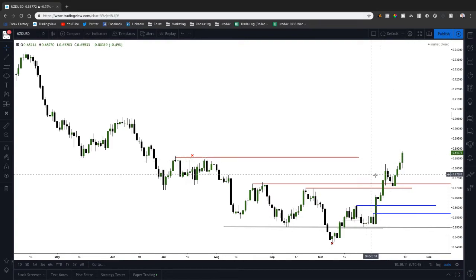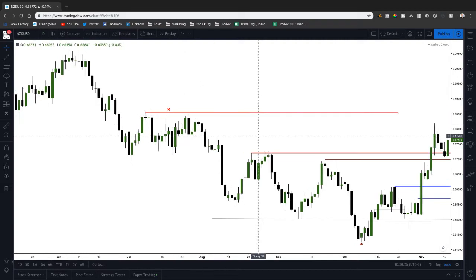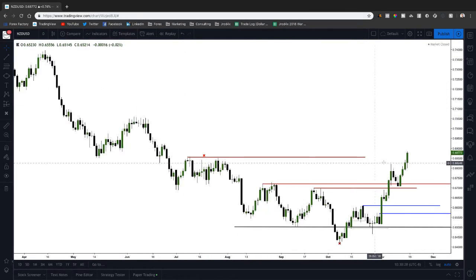NZD/USD, same thing with this one. So we had the buyer step in, market comes back down. Monday we retest what? Old high. Then we get an expansion Tuesday, Wednesday, Thursday, Friday. The rest of the week taking us where? Perfectly above our equal highs back here. So again, looks to me like the buyers have stepped in. We should see higher prices on this.